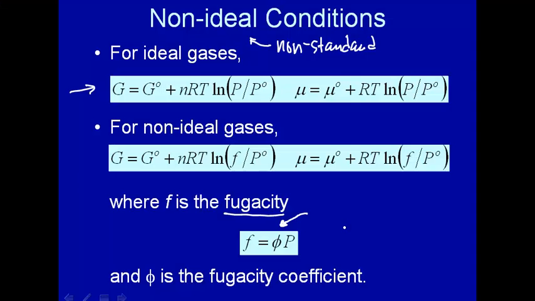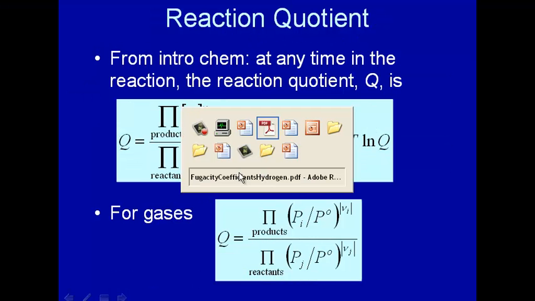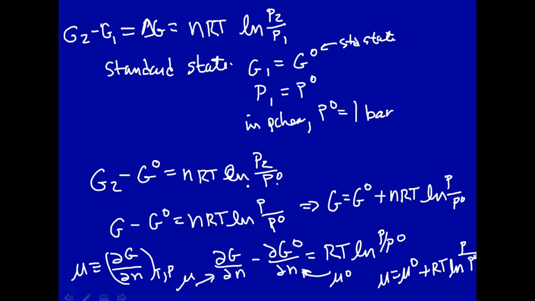So what we've shown here is that you determine fugacity coefficients experimentally. You multiply those by the actual pressure of the gas, and then you get a fugacity, which you then plug into these equations in place of the ideal gas pressure. All right, well, let's actually do that here.